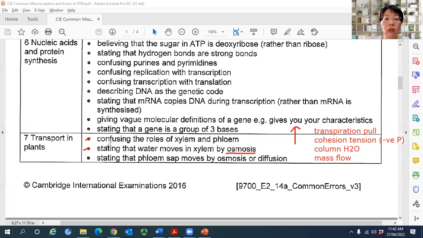Right? In biology, you write those keywords. But when you put them in a sentence, the sentence must make sense, okay? Stating that phloem sap moves by osmosis is wrong, okay? Phloem sap actually moves because of hydrostatic pressure gradient from source to sink, right? Okay, and again, it's also mass flow because the sucrose moves together with water all together in the same direction.